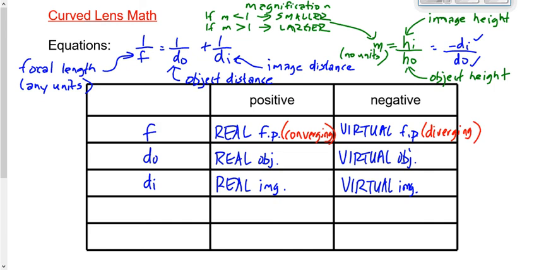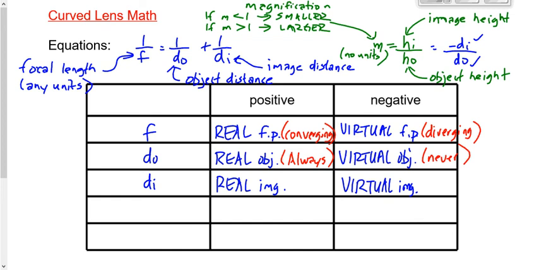The object distance is positive if the object is real. Here's the good news. For us in Physics 30, the object will always be real, and therefore the object distance will always be positive. The object will never be virtual for us in Physics 30. It is possible to have a virtual object and therefore a negative DO, but it won't happen for us.